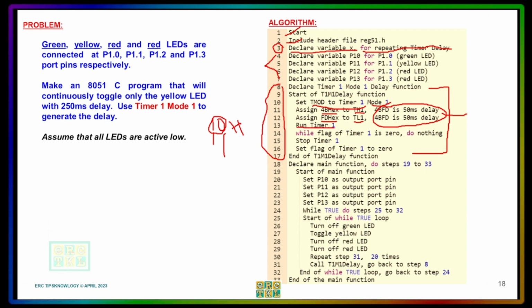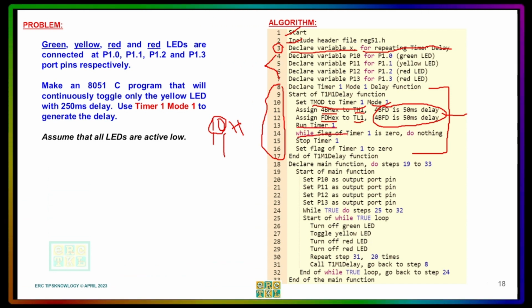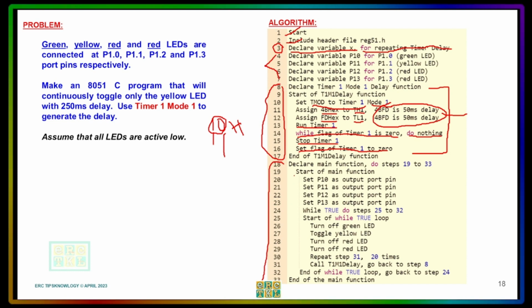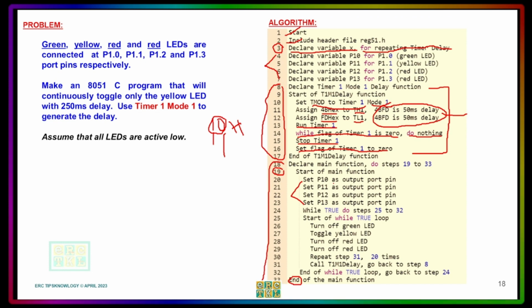And then we run timer 1, and while the flag of timer 1 is still 0, we will do nothing. And then we stop timer 1 and we set the flag of timer 1 to 0. So more or less, this is the usual contents of the timer delay function. Now in line number 18 up to number 33, this is our main function. And we have here the start up to the end. And inside the start, line number 20 to 23, we set the ports as output ports.